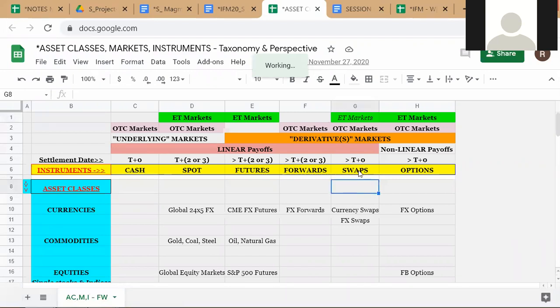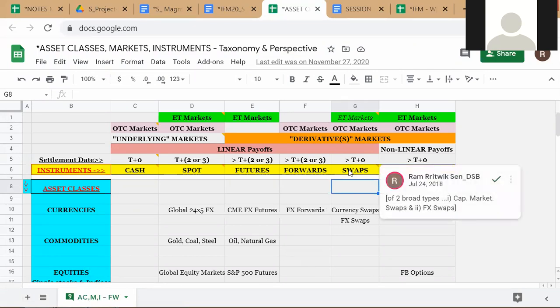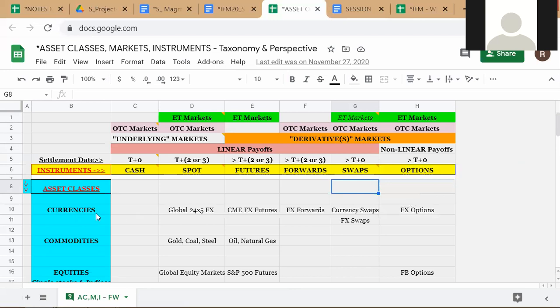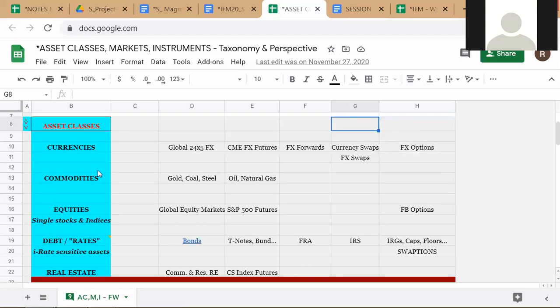As a preliminary statement, this instrument can obviously be applied to pretty much any of the asset classes, since it is an asset class and instrument combination in this matrix format. Swaps are most common in currencies and in interest rates.